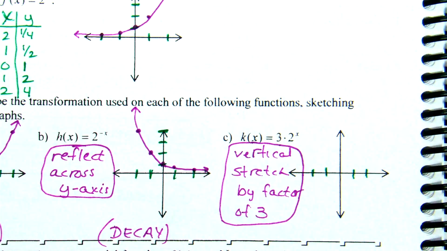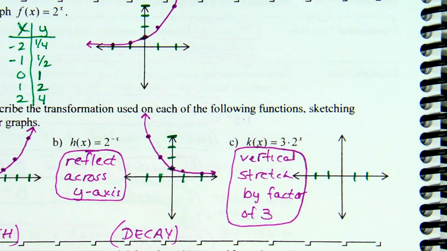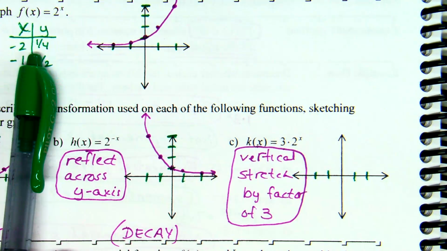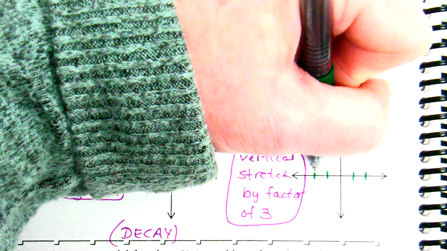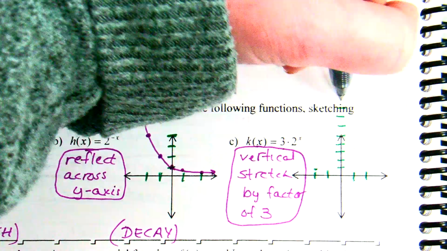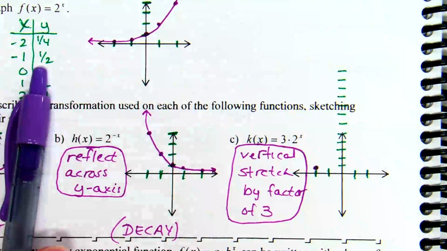So if we think about these values we already have, we're still going to use the negative 2, negative 1, 0, 1, 2. But their outputs we're multiplying by 3. So if it was at negative 2, a fourth, when you multiply a fourth by 3, it's going to be left 2 and up 3 fourths. What about the one that's negative 1 and a half? You take that half and multiply by 3. What is a half times 3? We're going to have to go up 1 and a half.